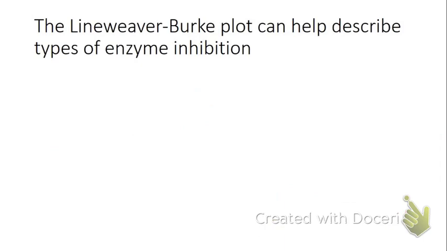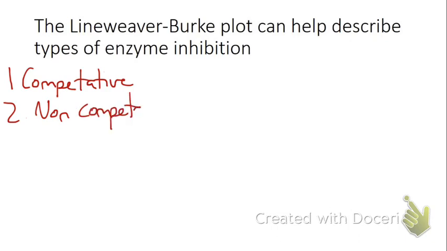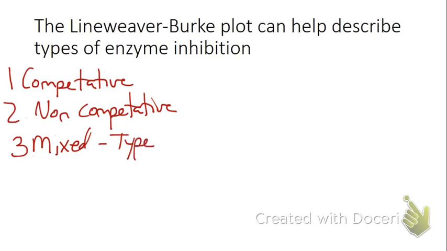So, why do we care about doing this Lineweaver-Burk plot? The reason why we care is because it helps describe different types of inhibition. So there's 4 types we're going to cover. One is competitive. You're probably familiar with that one. The other one is non-competitive. And then the final one we're going to talk about is mixed type. There is a fourth called uncompetitive, but we're not going to really go into detail on that one.